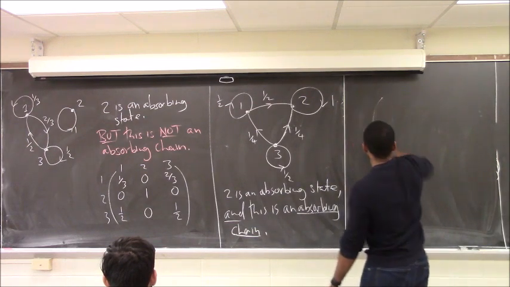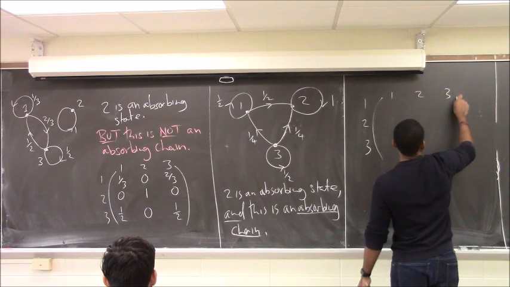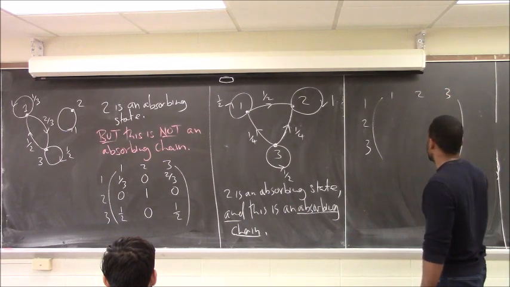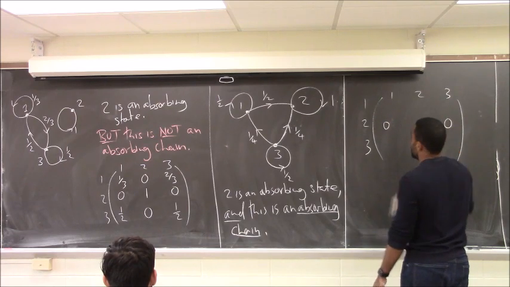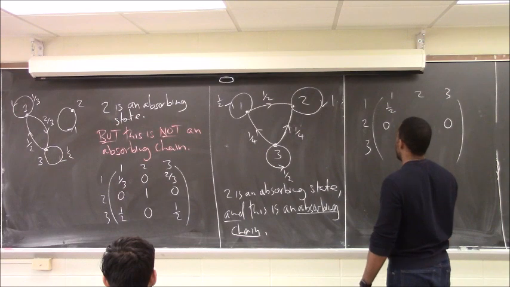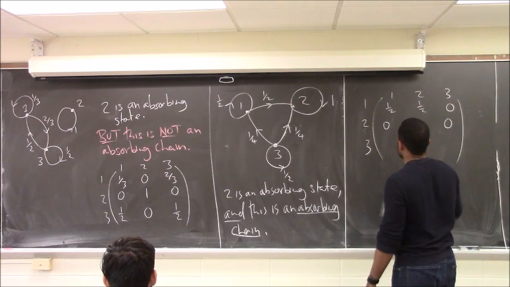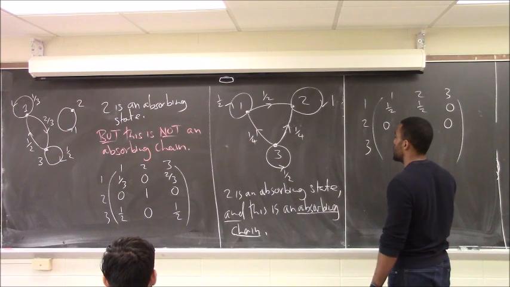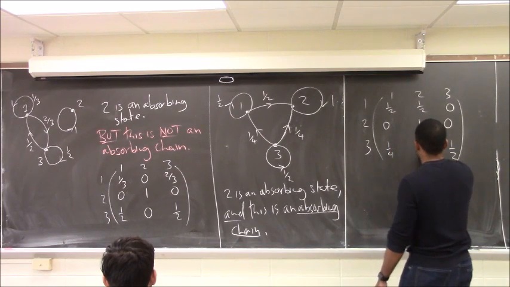So the matrix for this would look like, again, 2 goes to itself with probability 1. 1 goes to 1 with a half. 1 goes to 2 with a half. Does not go to 3. 3 goes to itself with a half, goes a quarter, and a quarter.